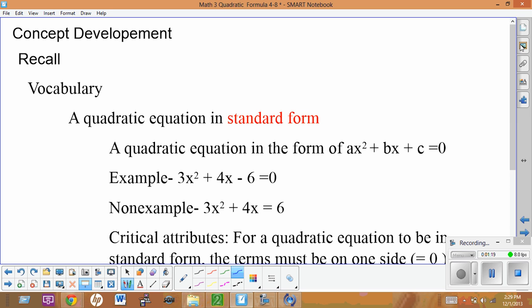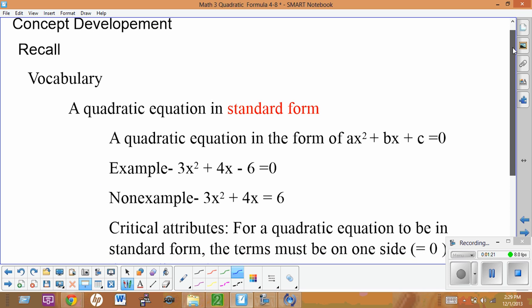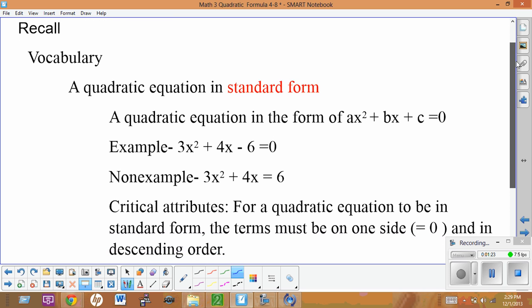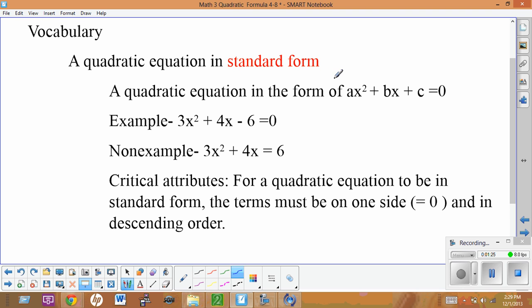Okay, the vocabulary word we need for the quadratic formula is a recall word, means we've seen it before, standard form. A quadratic equation in standard form. A quadratic equation in the form of ax squared plus bx plus c is equal to 0. So we call this our standard form.